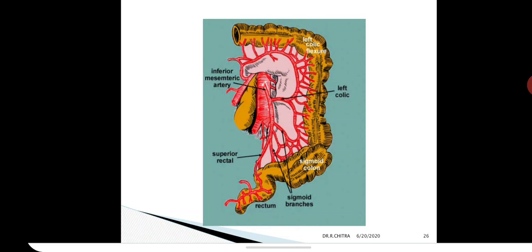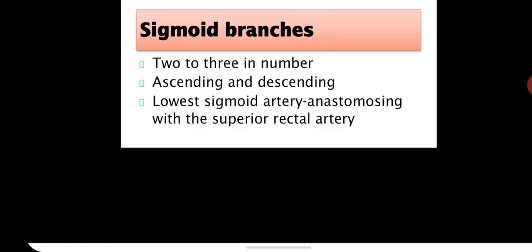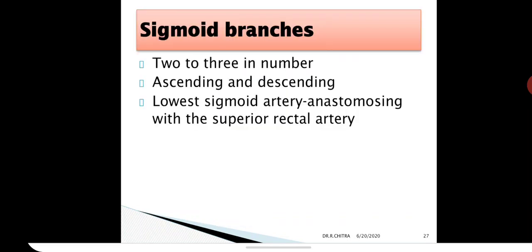The left colic ascending and descending branches also anastomose with the middle colic and sigmoid branches. The sigmoid branches are two or three in number, ascending and descending. The lowest sigmoid artery will anastomose with the superior rectal artery.